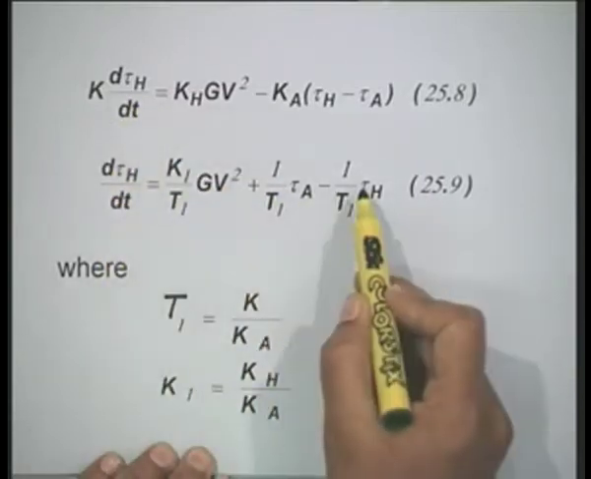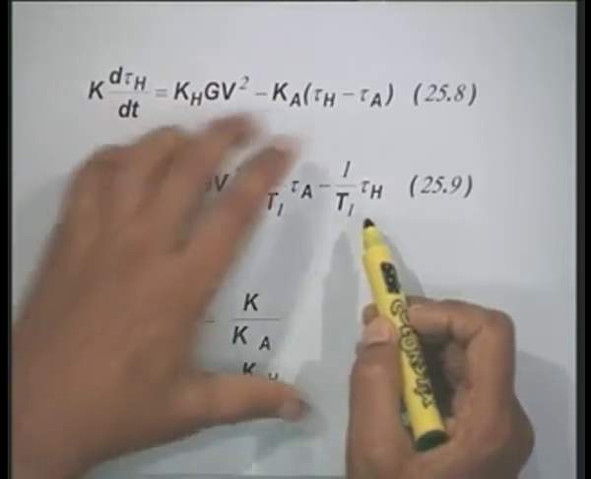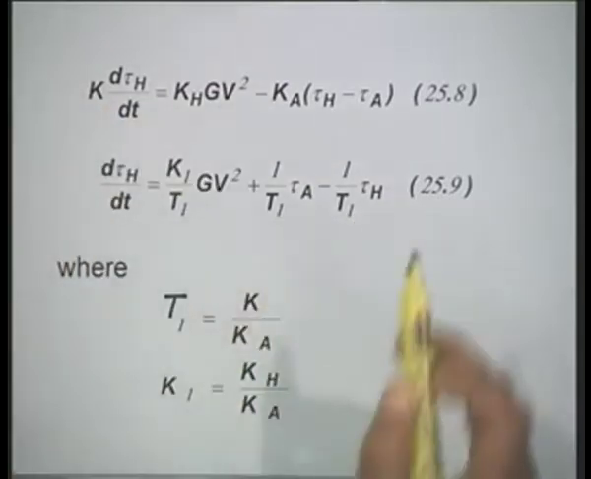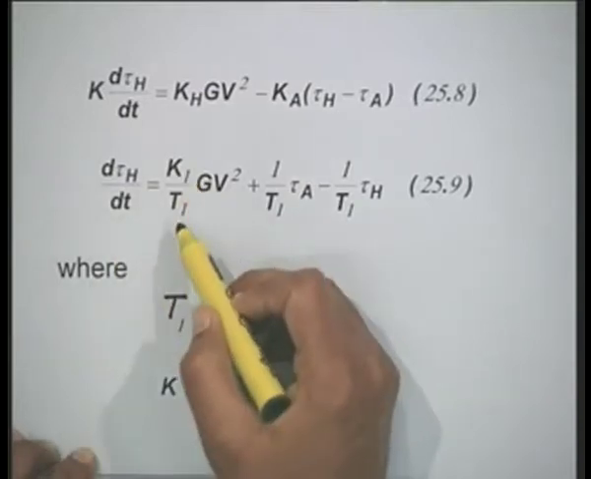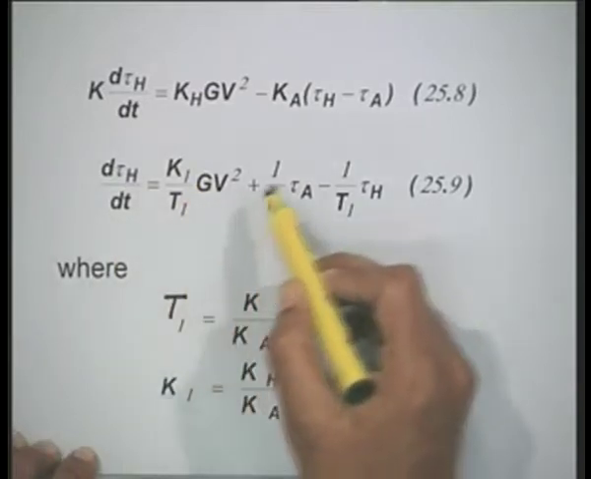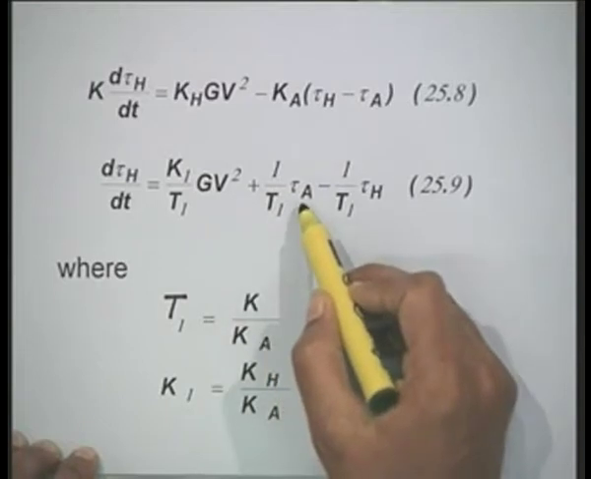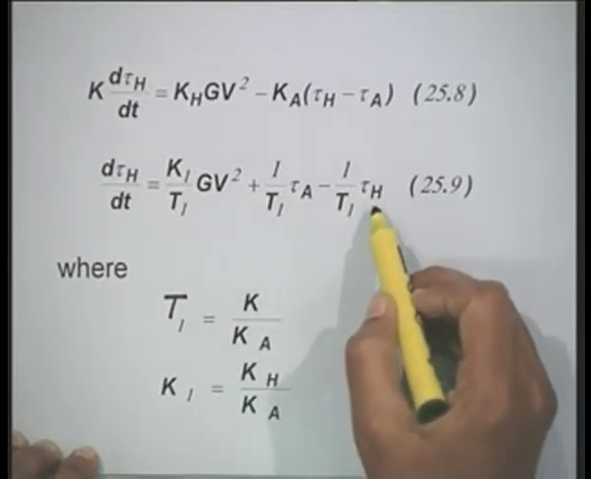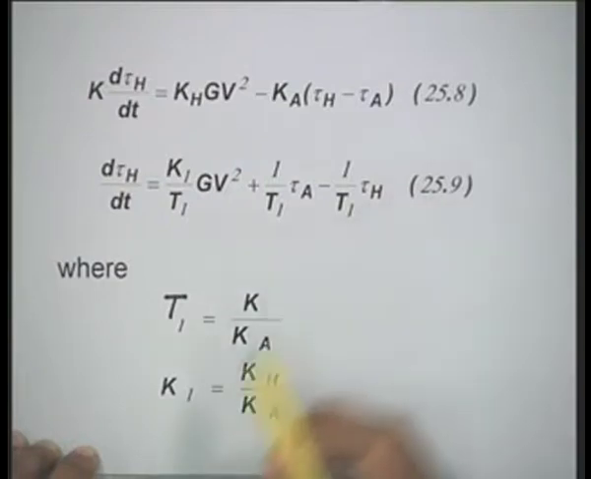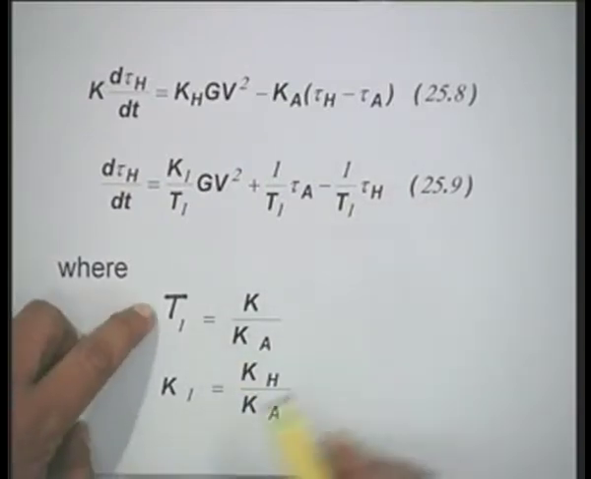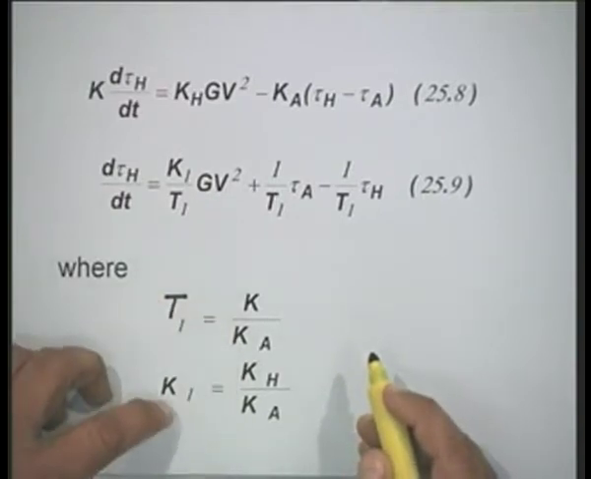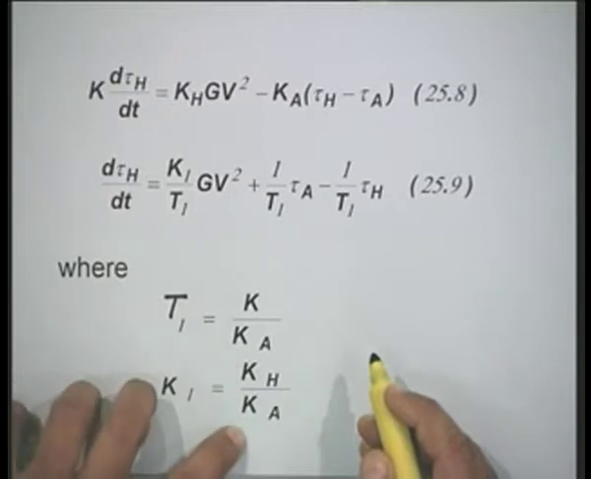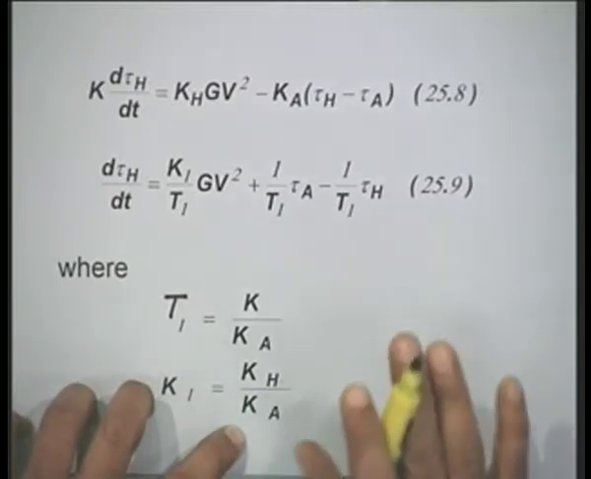Then you simplify this equation and arrange the terms. You will get d tau H by dt equal to K1 by T1 G V square plus 1 by T1 tau A minus 1 upon T1 tau H, where these quantities are defined like this: T1 is equal to K by Ka and K1 is defined as Kh by Ka. They are just the definitions.